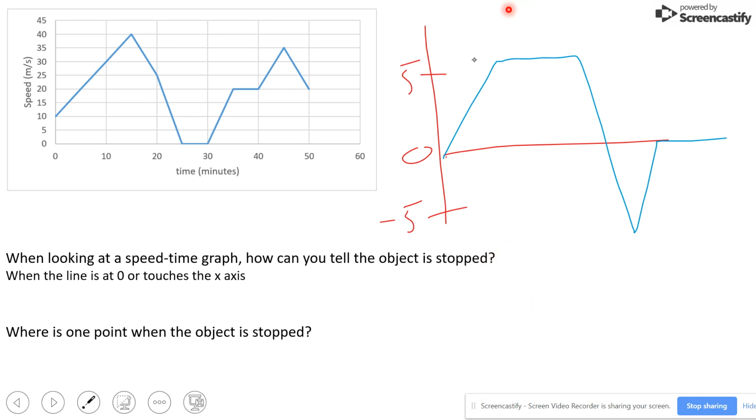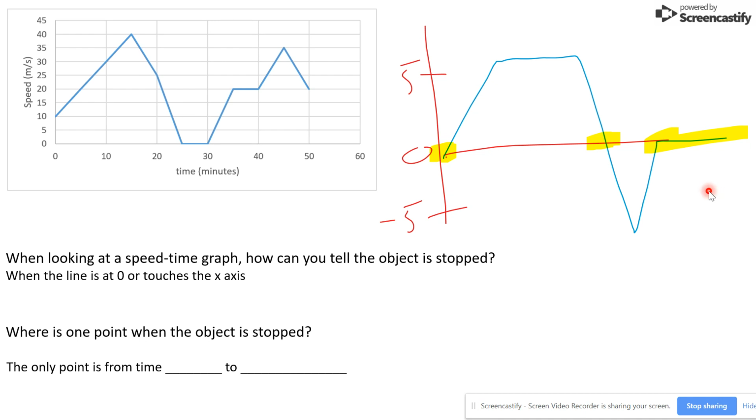There are 3 instances on this graphic here of when they've technically stopped. So it's going to be here at this point, here at this point, and during this constant speed in here. So again, you're just looking for times when it's crossed this x-axis right in through here. So again, the only point is from time blank to blank, and I want you guys to tell me when that time is.